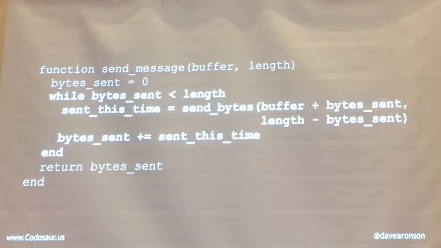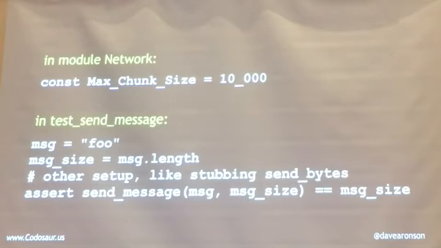Going one layer deeper, it means that we're not testing sending a message larger than sendBytes can handle in one chunk. And again, this could be from several different causes, but the obvious one is that we just didn't test with a big enough message. For instance, here we have our maximum chunk size declared at 10,000 bytes. And yet we're only sending a tiny little 3-byte message. So how can we fix that?